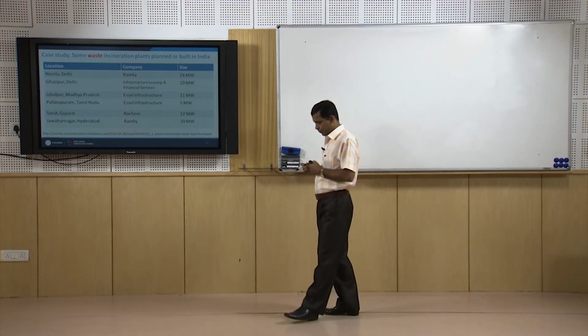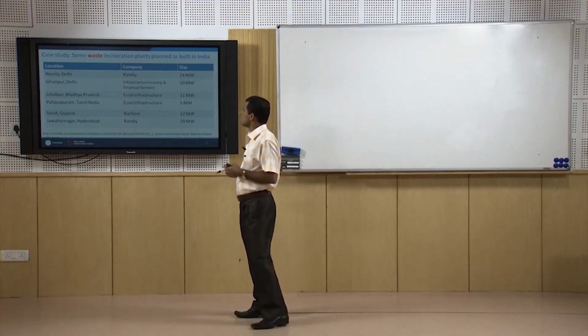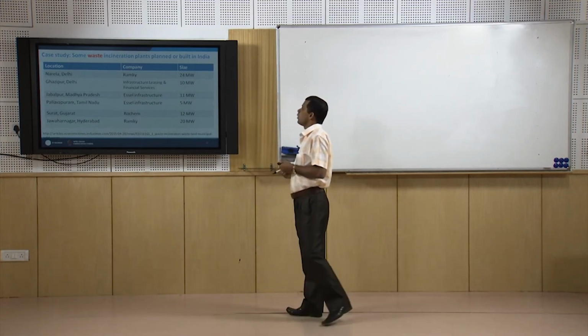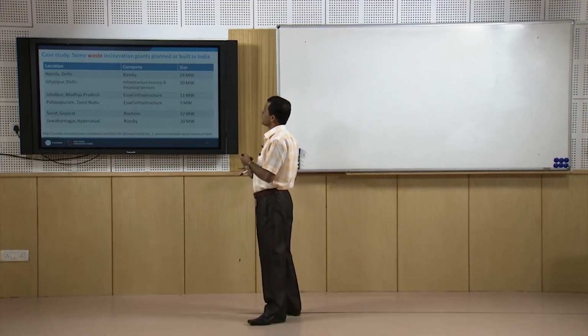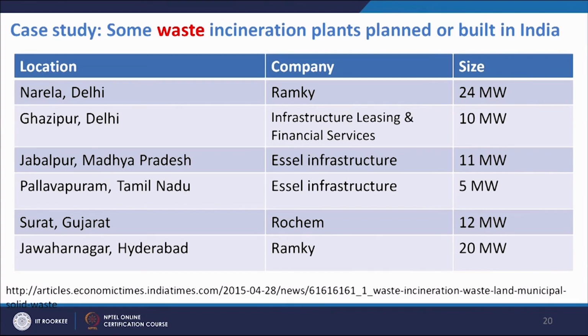Here we will see some incineration plants planned or built in India. Narela, Delhi, there is 24 megawatt capacity, company is Ramky. Gazipur, Delhi, Infrastructure Leasing and Financial Services, there is 10 megawatt. Jabalpur, Madhya Pradesh, SL Infrastructure 11 megawatt. Vallabhapuram, Tamil Nadu, SL Infrastructure 5 megawatt. Surat, Gujarat, Rokem 12 megawatt and Jawaharnagar, Hyderabad, Ramky 20 megawatt.